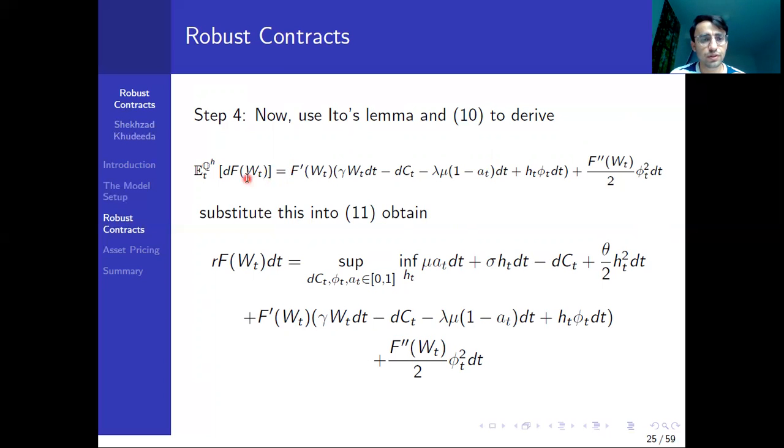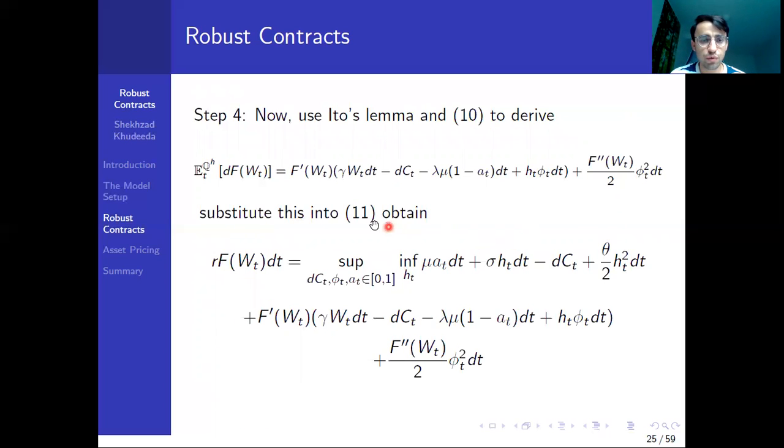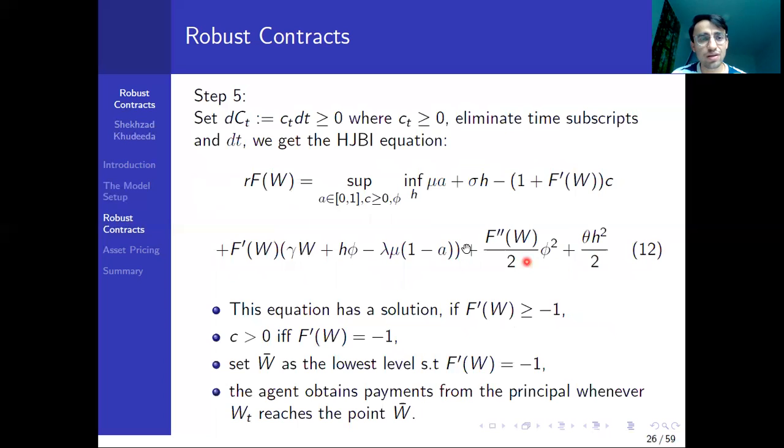After we find it, it's a partial differential equation, and we substitute it here. So we get a new version of equation 11, which is actually a partial differential equation, what we call a Hamilton-Jacobi-Bellman equation. Now we can safely remove this time subscript and dt. Moreover, we can set the dynamic of the fixed contract as C_t dt, which is a non-negative amount. Then this is our HJB equation.